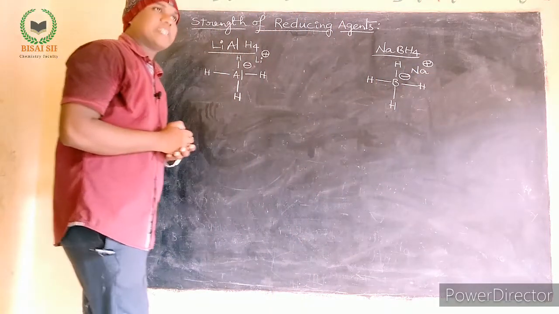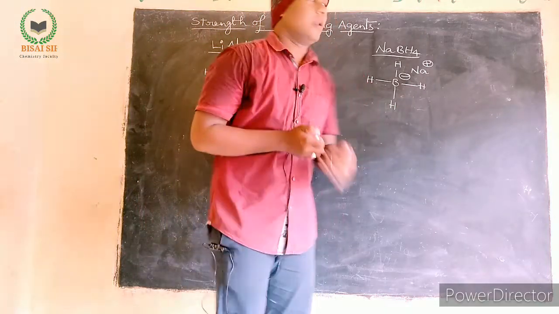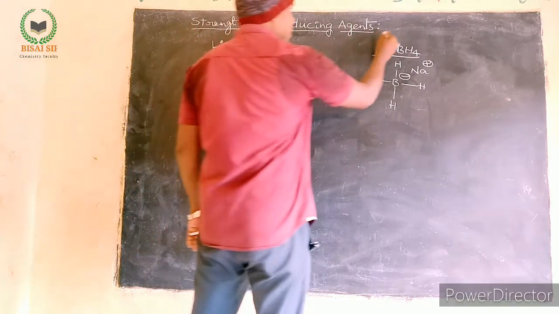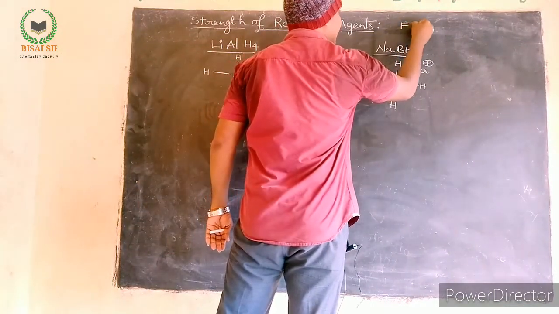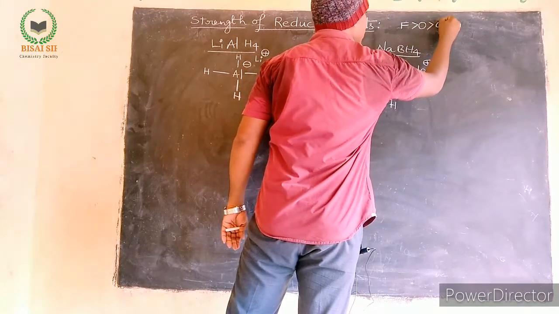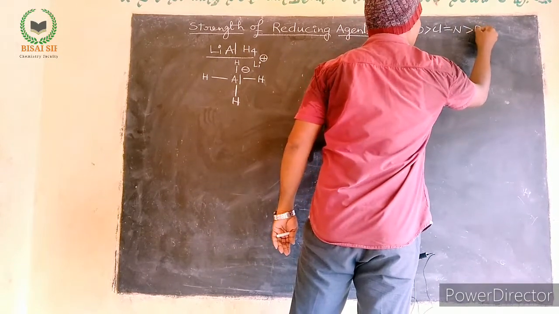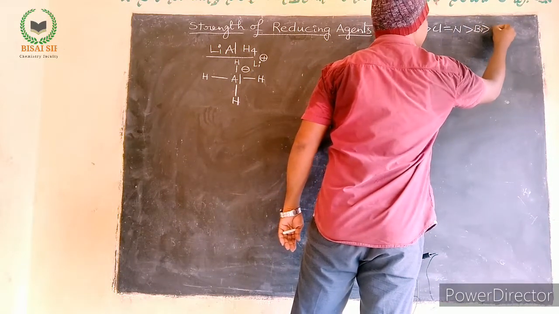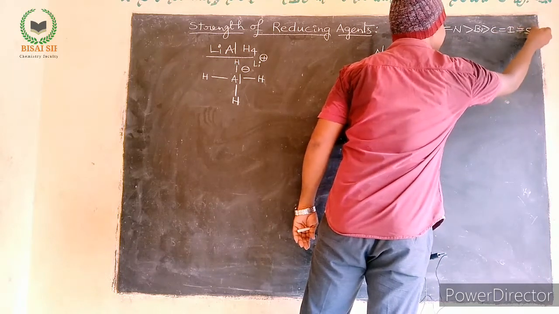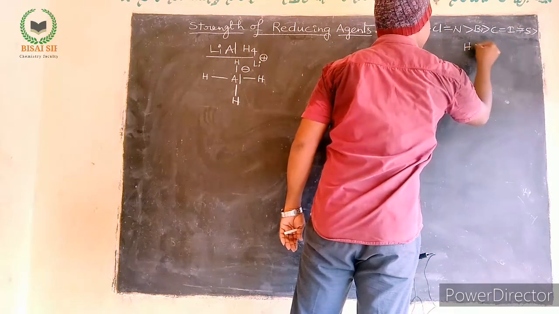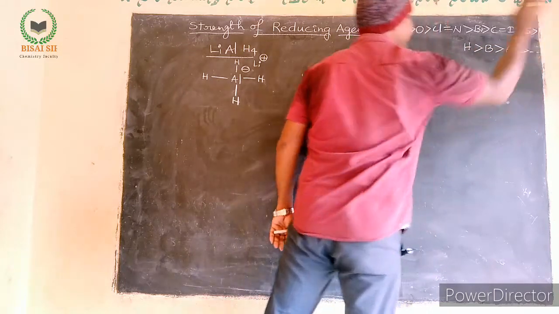Now, we know the electronegativities of elements in the periodic table, the order: fluorine is greater than oxygen, which is greater than chlorine equals nitrogen, then bromine, then carbon equals iodine equals sulfur, which is greater than hydrogen, which is greater than boron, which is greater than aluminum, and so on.